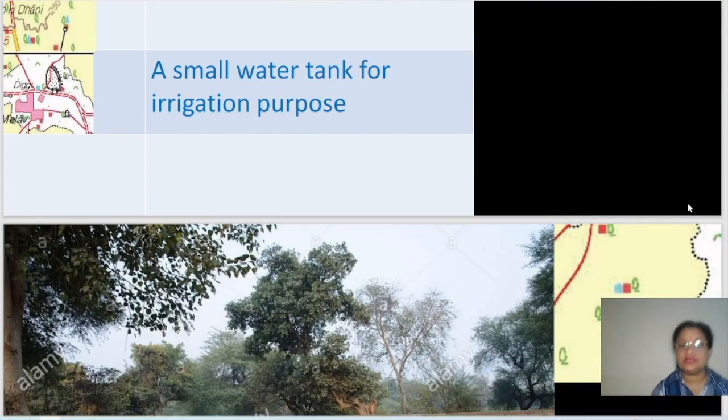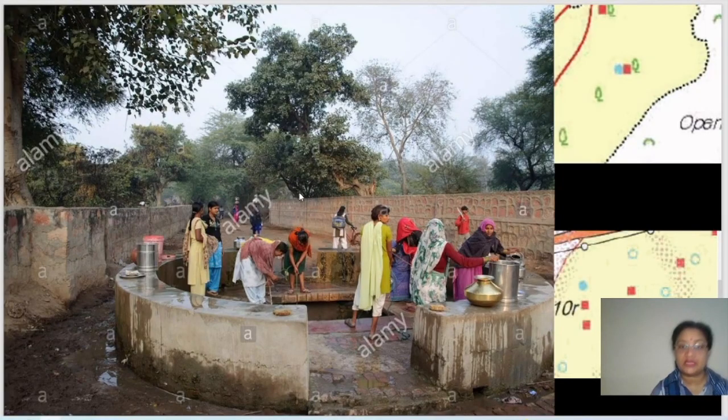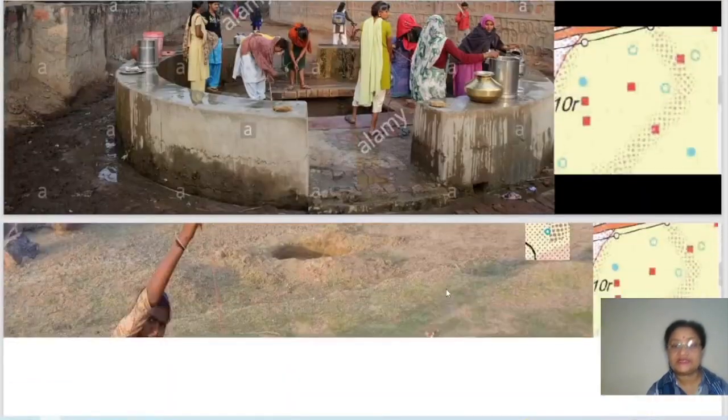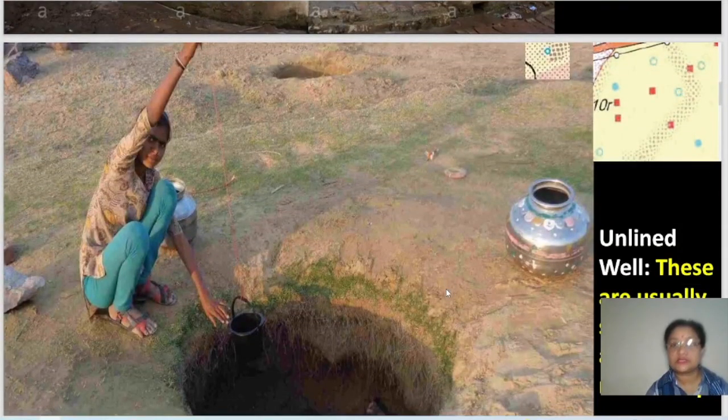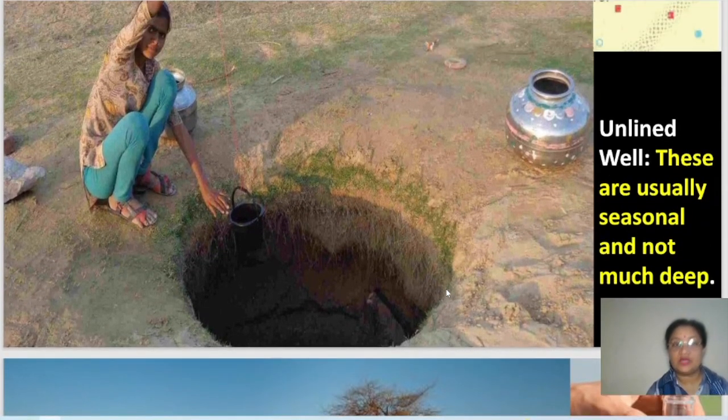Now come to the next thing. This is a well, a perennial well. Now how is it shown in the topo sheet? It is always shown by a blue dot. Can you see this? On the right side, a number of blue dots are there. This shows a perennial lined well. Lined well means it is always cemented, right? And when it is an unlined well, you can see the difference. An unlined well does not have any cemented structure; it is simply dug out for water.